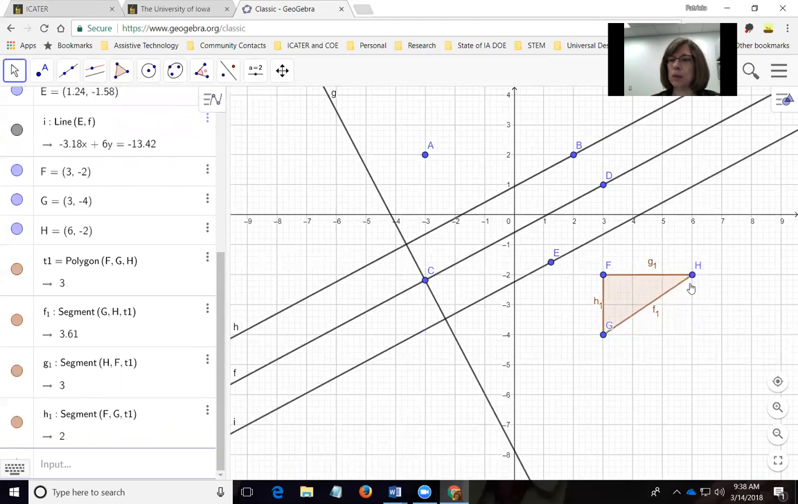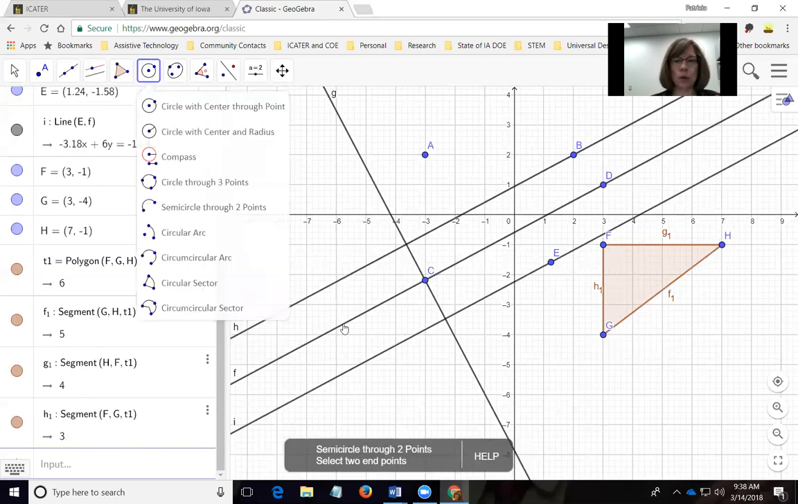So I can make this into, say, something kind of fun, let's see, a 3, 4, 5 triangle. 1, 2, 3, 4, 3. So this segment is 3, this one's 4, and this one's 5. So it's a 3, 4, 5 triangle because it's a right angle.